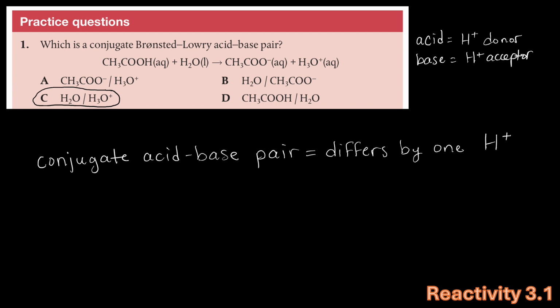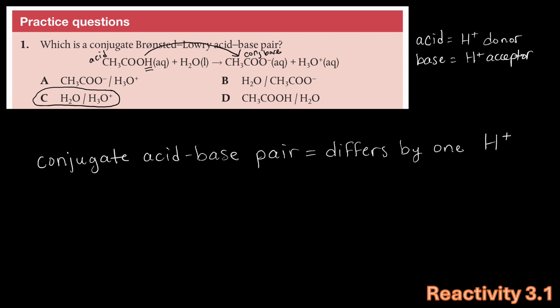So if we look at ethanoic acid, which is the CH3COOH, when we look at it on the product side, it loses the last hydrogen in the formula. So it is going to be a proton donor. So this here is your acid, and this here is your conjugate base. Remember, the acid becomes the conjugate base and the base becomes the conjugate acid.